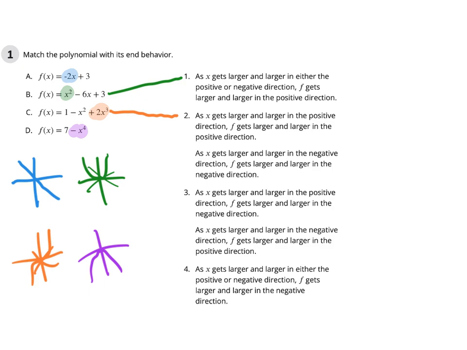Okay. 3. As x gets larger positive, f of x gets larger negative. That could be A or D. As x gets larger negative, f gets larger positive. So they go in opposite places. Positive, negative is where they wind up. So that tells us that A is 3. And then that means D is 4. So it doesn't matter which way they go, they both wind up negative.